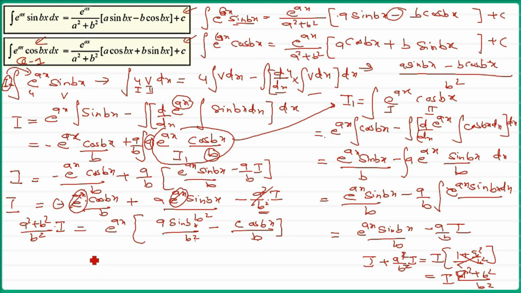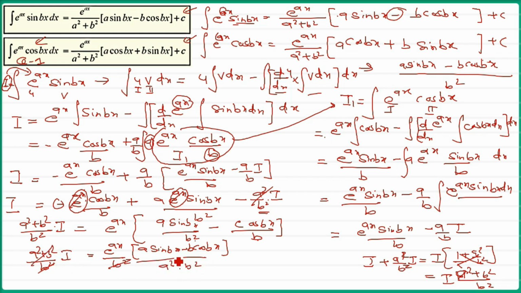So the final version is e^(ax), or not final but penultimate. So (a sin bx minus b cos bx) divided by b square. This I have just done. And you have on the right (a square plus b square) by b square into I. So this b square gets cancelled. A square plus b square you can bring it on the right.